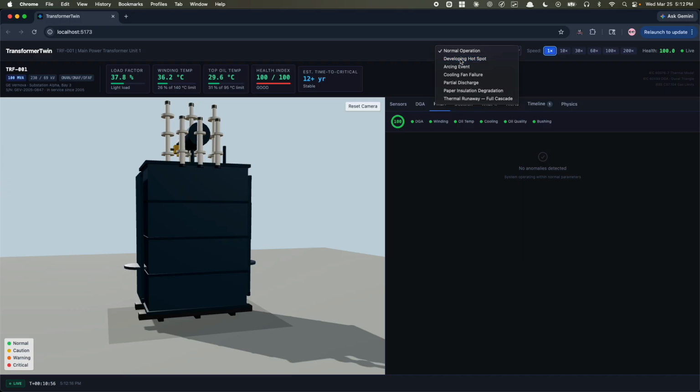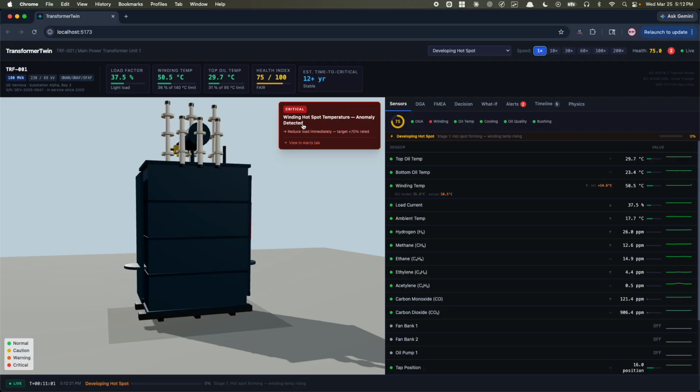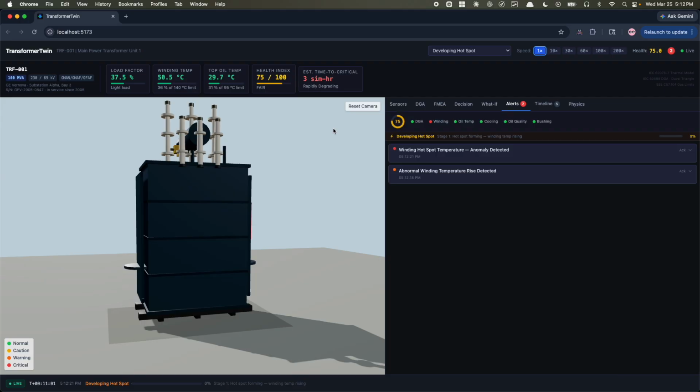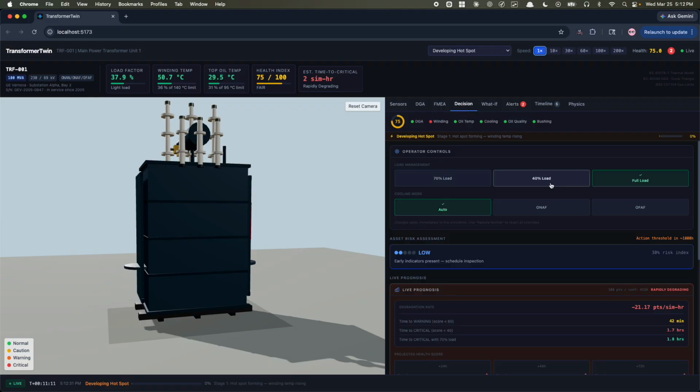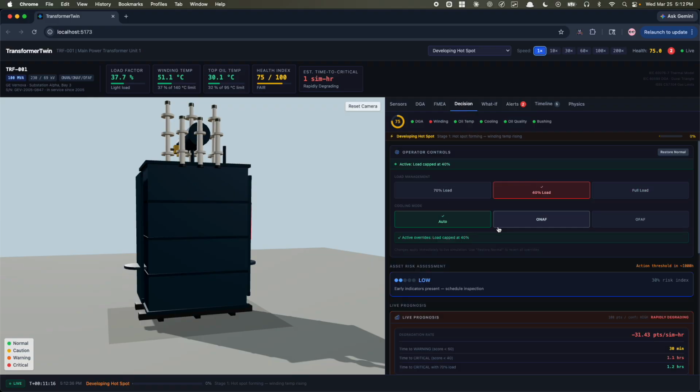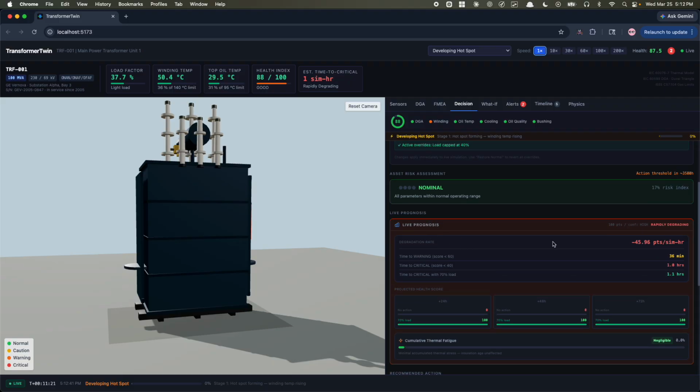Let's say developing hotspot, for instance. We can see that we get a warning that a winding hotspot temperature anomaly has been detected. We can go ahead and see the recommended actions. We have to reduce the load. We do have a decision panel here as well, where we can control the load and enact different types of cooling failures, cooling modes as well. Right now, we're getting an asset risk assessment of low, and the live prognosis gives us further data as well.